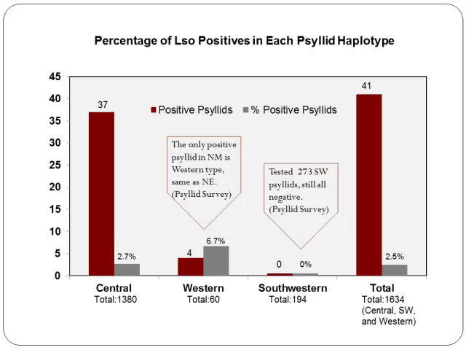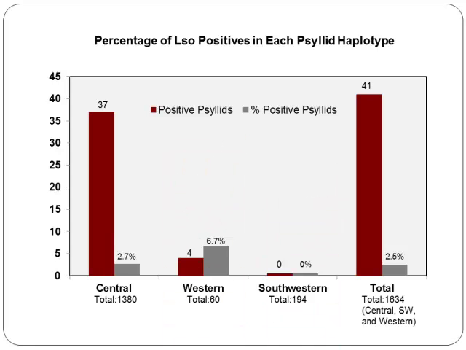Well, for the western haplotype, the only positive psyllid in New Mexico is the western haplotype, same as Nebraska. So this data is also from the psyllid survey. If you recall Eric's talk yesterday, he said in 2012 they found more positive psyllids because they're all western haplotype. So I already talked to him and confirmed his information.